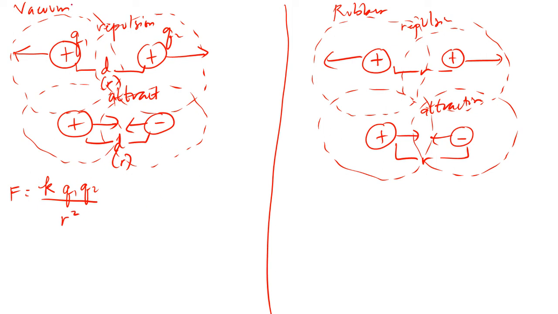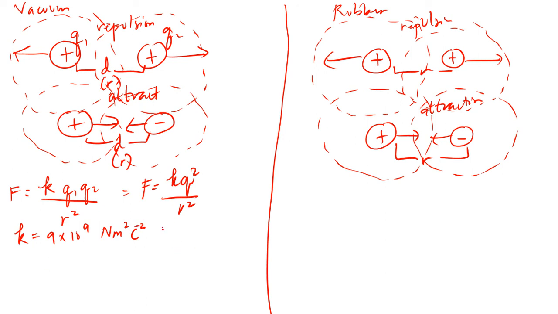Since they are identical, we can say that F is also equal to K Q squared over R squared. Now, the value of K in a vacuum is 9 times 10 to the 9th power newton meter squared per coulomb squared. Right? That's the value of K.